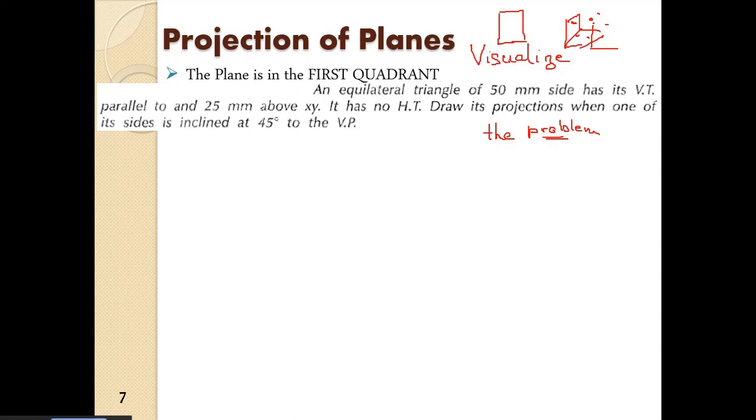So here what we have is an equilateral triangle of 50 mm side, and its vertical trace is parallel to and 25 mm above XY. All right, so what is written, first of all let us draw one rough sketch. So we have the line XY. What does the vertical trace mean? We have an equilateral triangle.